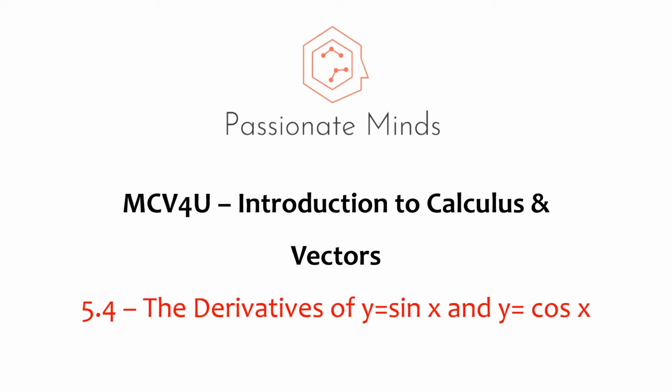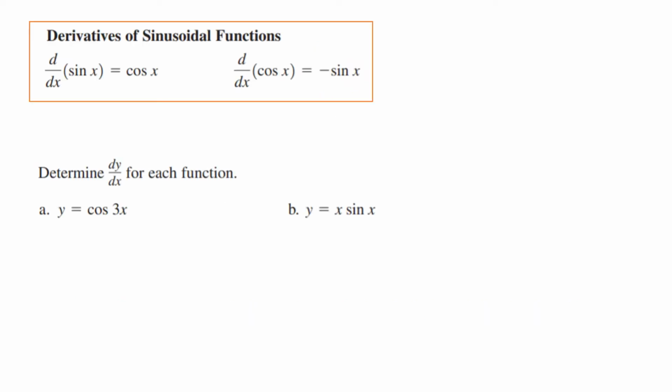Today we will go over section 5.4, which is the derivatives of y equals sin x and cos x. Whenever taking the derivative of sin x or cos x, these are things that you need to memorize. Taking the derivative of sin x will give you cos x, and taking the derivative of cos x will give you negative sin x.